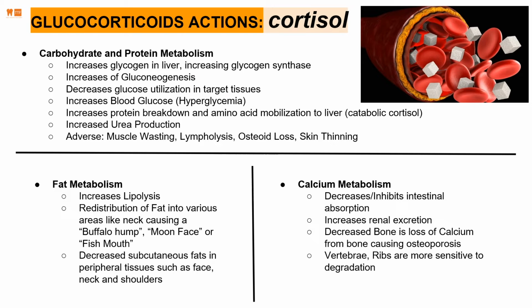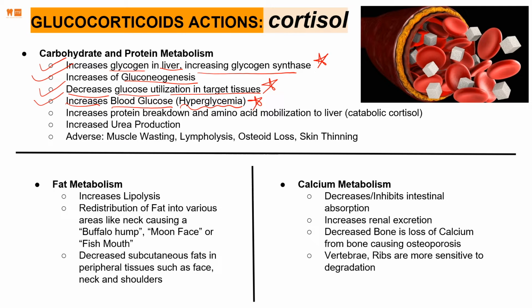Okay, moving on to the actual details of all of those actions. Carbohydrate and protein metabolism. There's an increase in glycogen, which is a storage molecule of glucose, in the liver, an increase in glycogen synthesis, an increase in gluconeogenesis. We found out about the increase in blood sugar levels, decrease in glucose utilization for target tissues, increase in blood glucose levels, which is hyperglycemia. So are we starting to think that this kind of causes diabetes, guys? Think about it. Diabetes is an increase in blood glucose levels. So is an increase in corticosteroid, cortisol action.